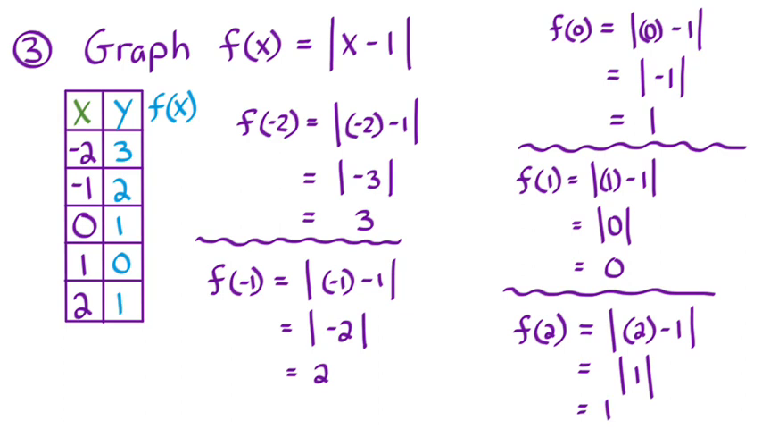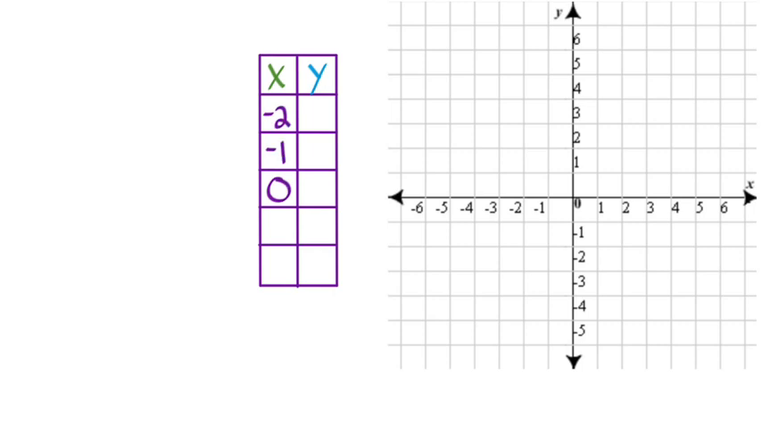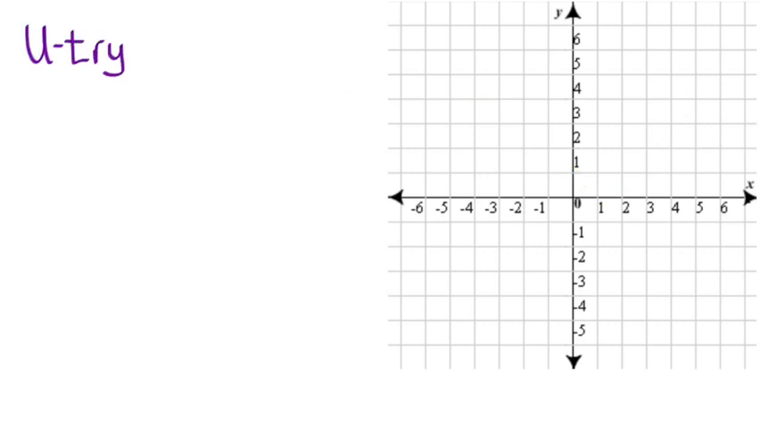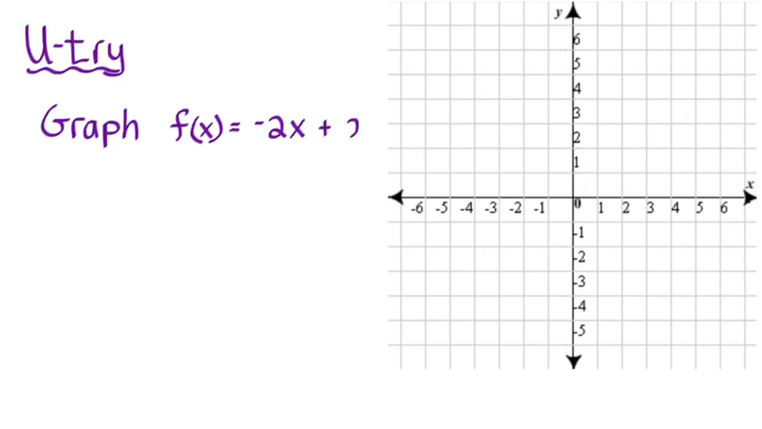So I see again some repeating numbers, and that's okay because y can repeat, right? It can have more than one x, but x cannot have more than one y at a time. Now I'm going to go ahead and graph these points, and I'll see it makes a V. Yep, makes a V. Go ahead and try this one. See how you do. Pause the video here, and then check your work.